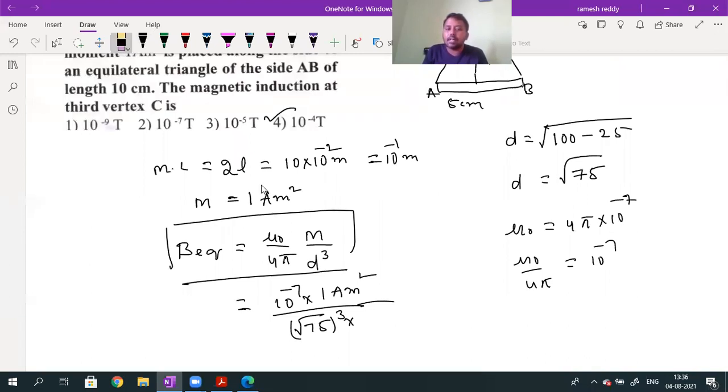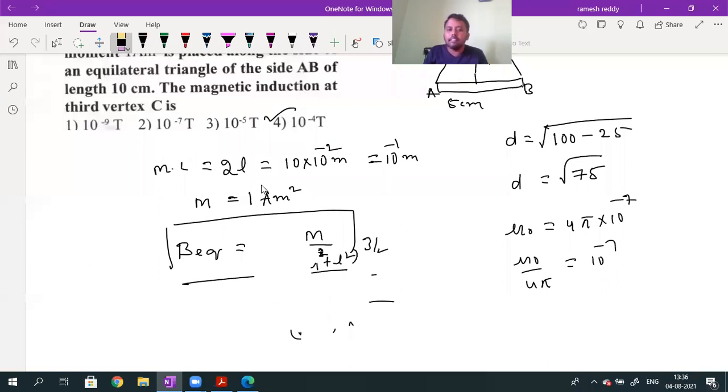When I consider the long bar magnet, here I can write the formula: d cube, d square plus L square whole power 3/2. When I do not consider it as a short bar magnet, what is the expression for the magnetic field induction on the axial line or on the equatorial line? Because here we consider 10 centimeters as a short bar magnet, the possibility is also there to consider it as a long bar magnet.